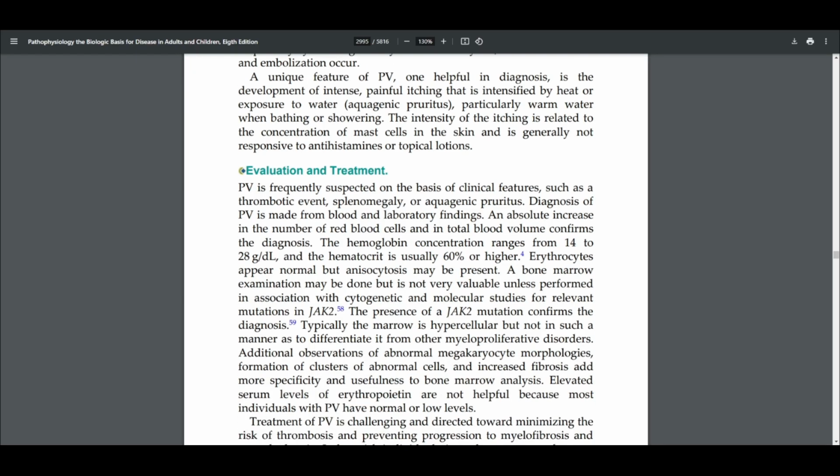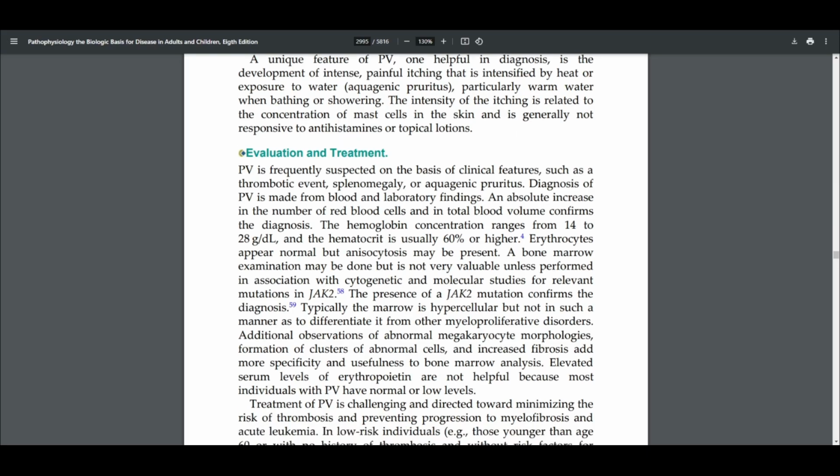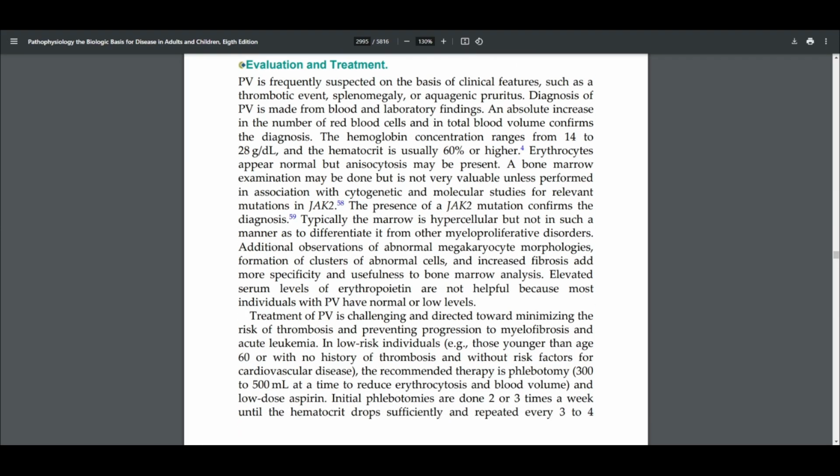A unique feature of PV, one helpful in diagnosis, is the development of intense, painful itching that is intensified by heat or exposure to water, particularly warm water when bathing or showering. The intensity of the itching is related to the concentration of mast cells in the skin and is generally not responsive to antihistamines or topical lotions. So, how would you evaluate and treat it then?